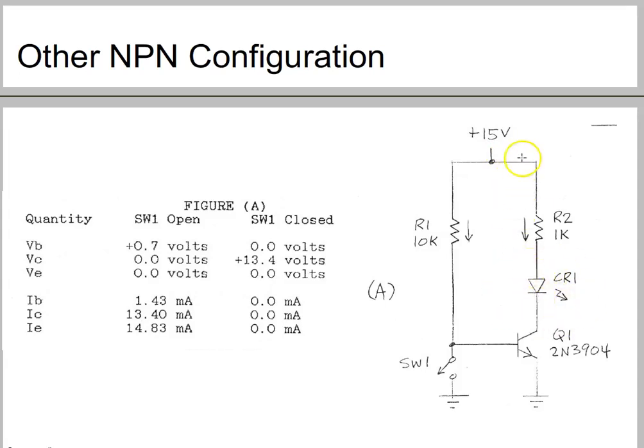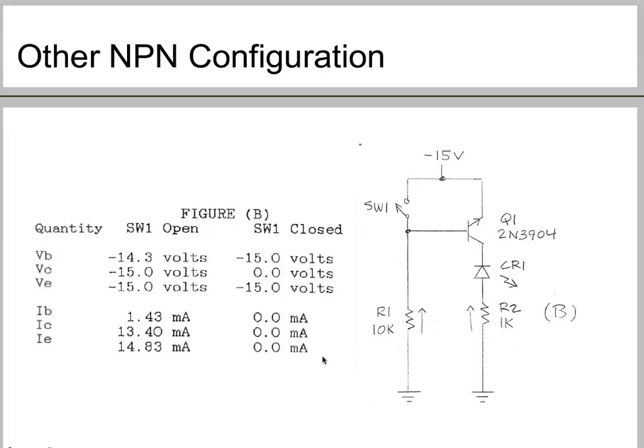So if you subtract 1.6 volts from 15 volts, you will get 13.4 volts. Since it is a 1 kilo ohm resistance, in that case we are going to get 13.4 milliamps when the switch is open. So that's why you get 13.40 milliamps here as your IC current. Now moving on to the next configuration.